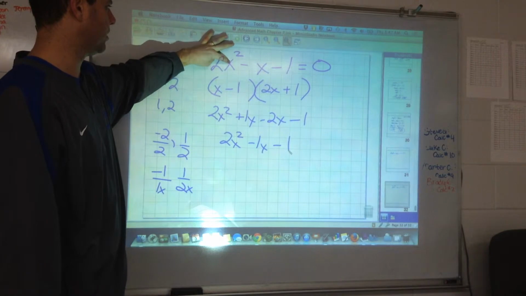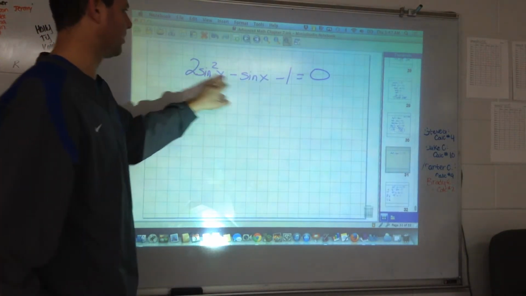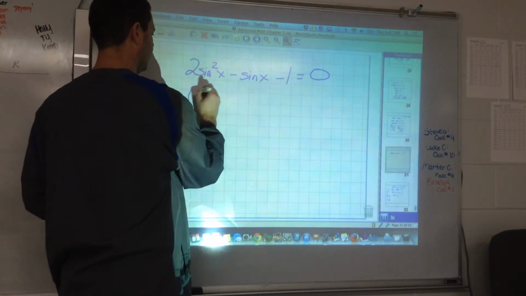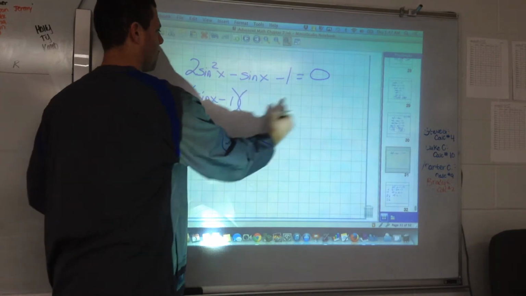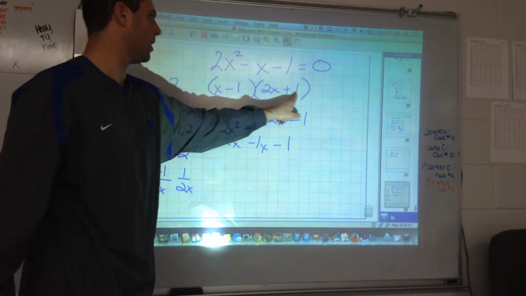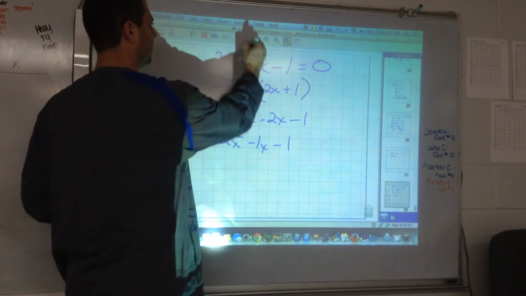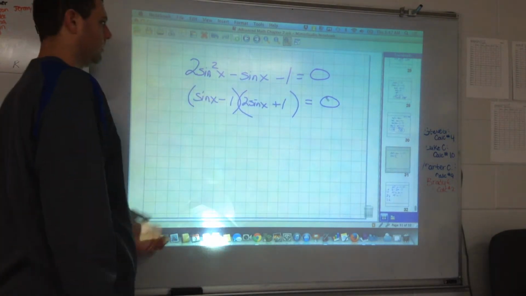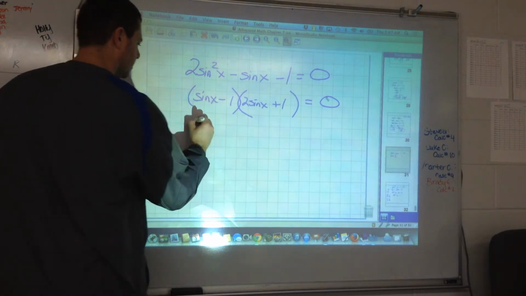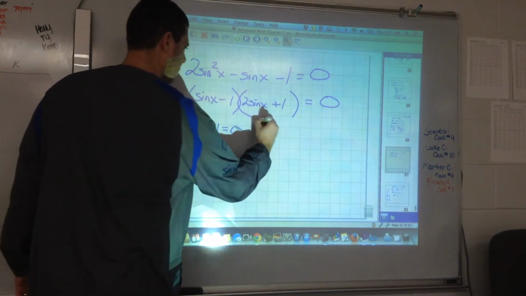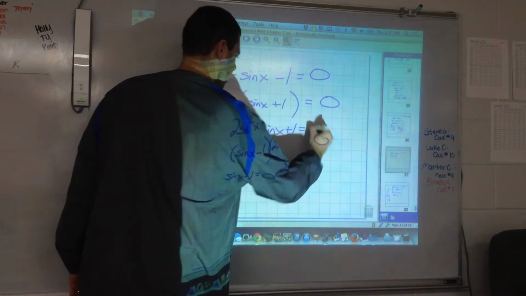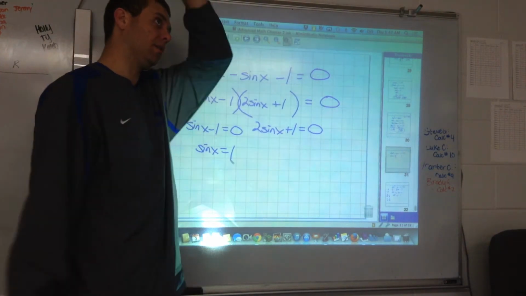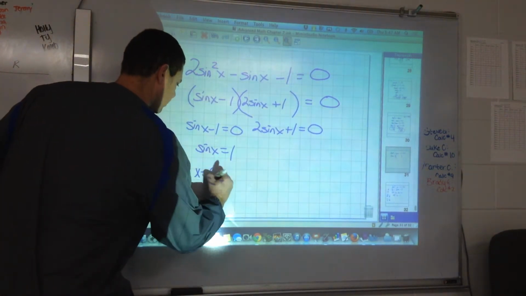Well, the only difference is here we have an x. Back here we have a sine x. So the factors are going to remain the same. Instead of x minus 1, I'm going to have sine x minus 1. And instead of 2x plus 1, I'm going to have 2 sine x plus 1. What do I do after I factor it? Set them both equal to 0. Add 1 to both sides. When is sine equal to 1? That'd be up at 90. So x equals 90 degrees.